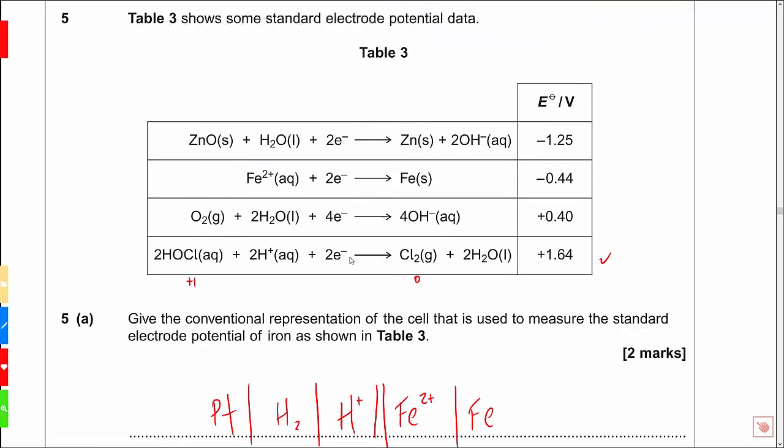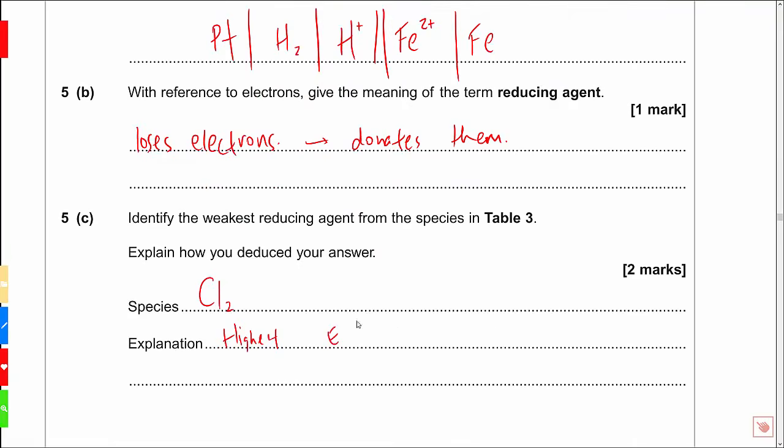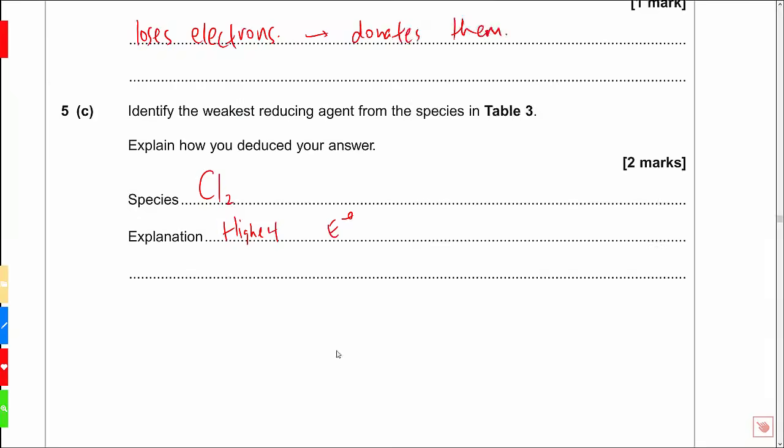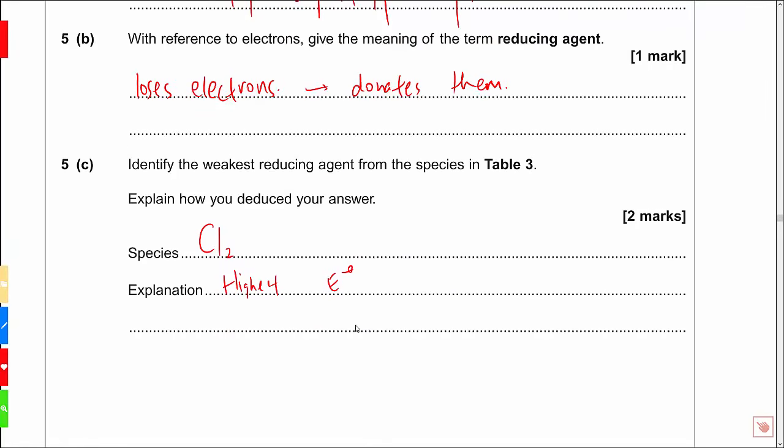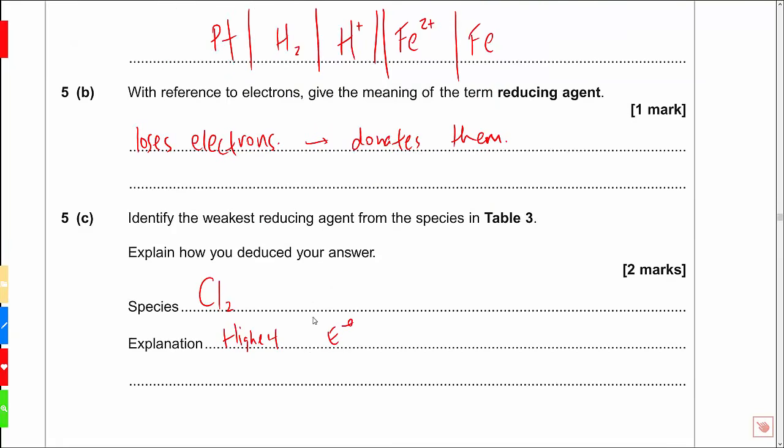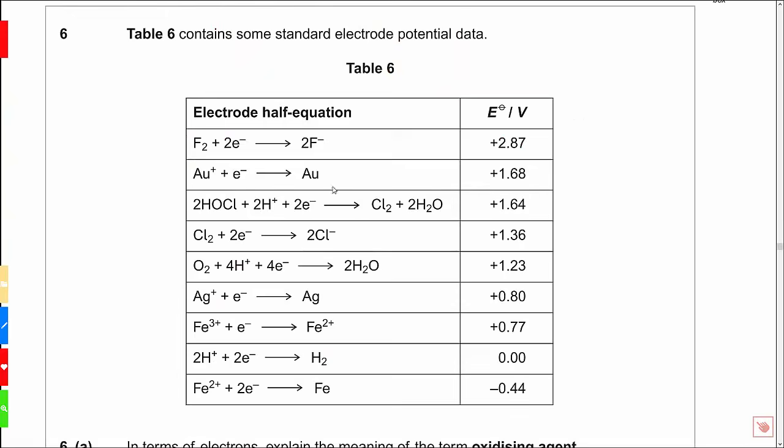And our explanation for that: it has the highest standard electrode potential. Done. 2 easy marks. I'm going to leave the rest of this question now, and go on to another one which has a bit more detail in it. So this was the June 14 paper. Now I'm going to look at June 15, question 6, as another one showing you some different ideas. A very similar layout again.